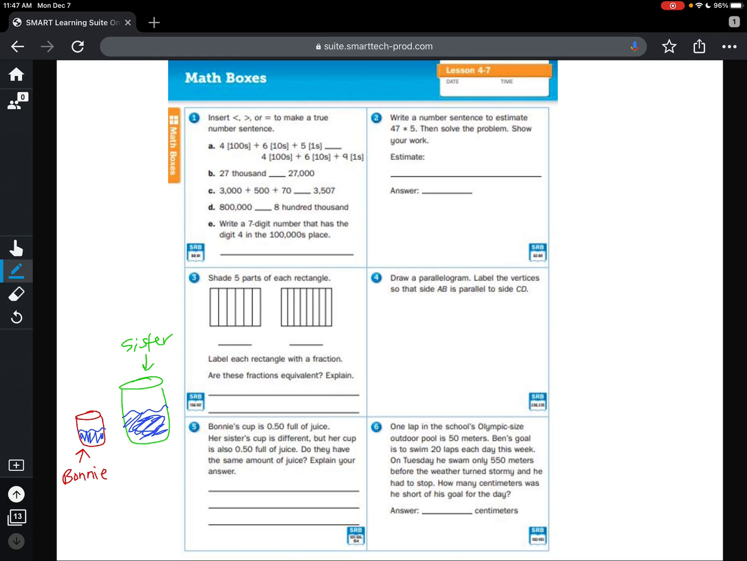Explain your answer. So I want you to think, the cups here are different. They're both half full, but do they have the same amount of juice? Explain how you know. So you're going to finish this page as well as the other pages previous in the lesson on page 125, and then you'll do whatever else your teacher has assigned to you in Canvas.